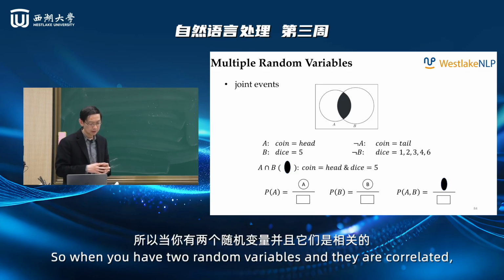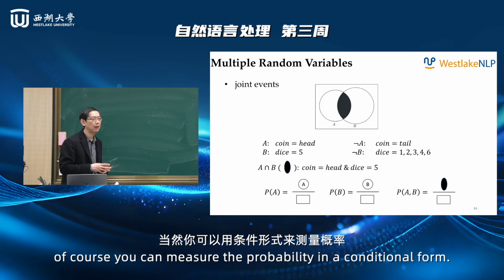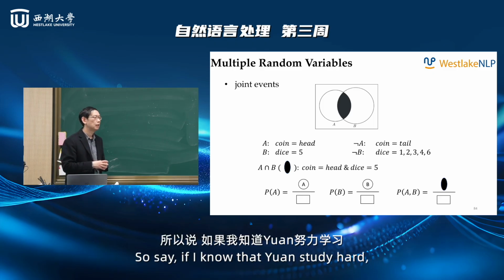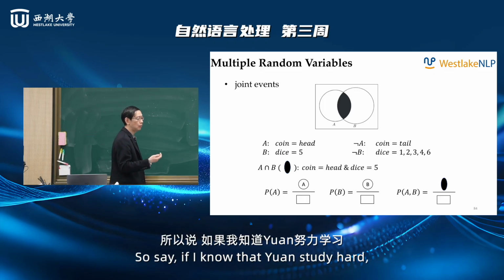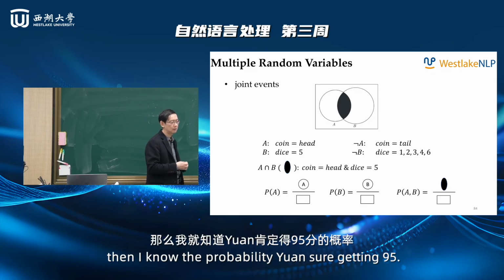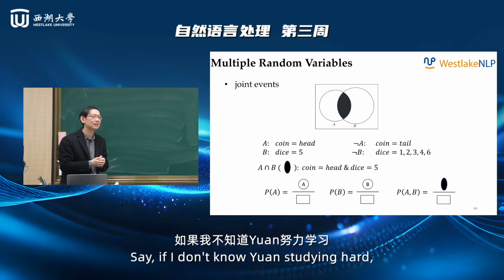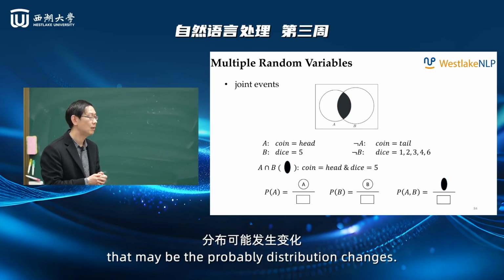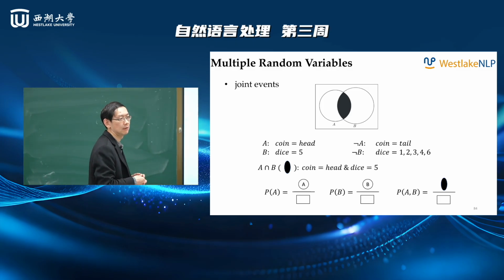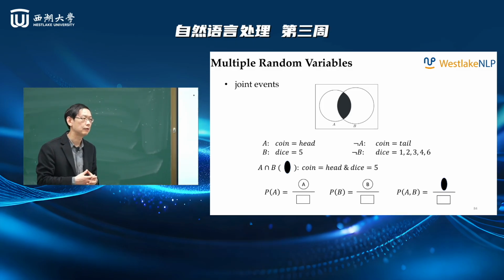So when you have two random variables and they are correlated, of course you can measure the probability in a conditional form. Say, if I know that Yuan Shi studies hard, then I know the probability of Yuan Shi getting 95, say. If I don't know Yuan Shi studying hard, then maybe the probability distribution changes. So how do I describe this?